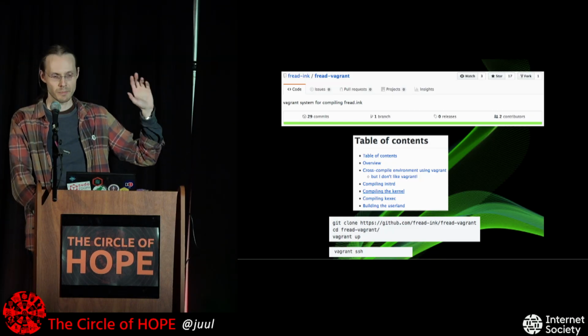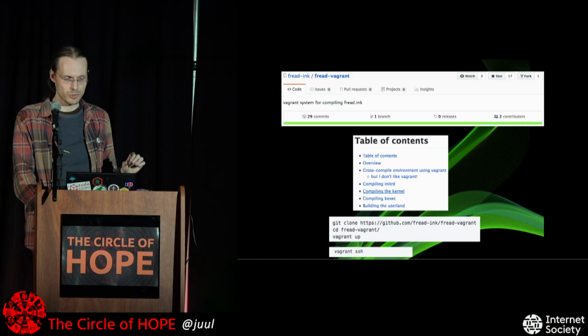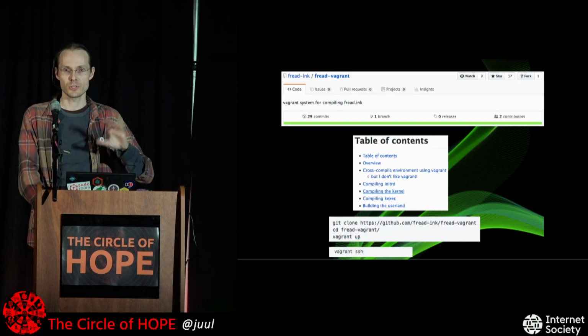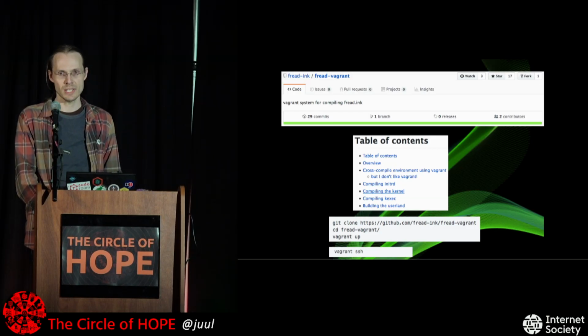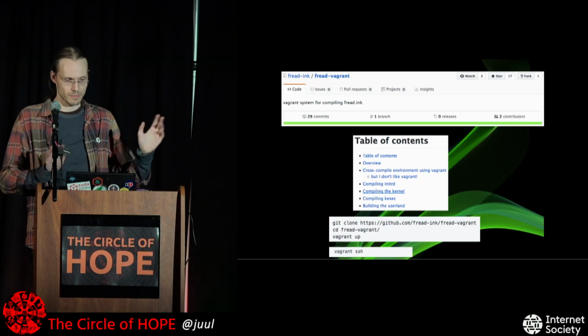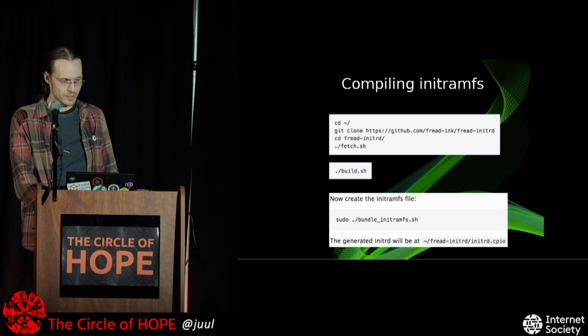So I put up on GitHub this thing where you can use VirtualBox, actually Vagrant. So you run a command, it sets up the entire virtual machine that you need in order to compile everything. And then you enter into the virtual machine, and you run a build script, and it does everything for you. So these are the commands you need to do this. It's all on the GitHub.